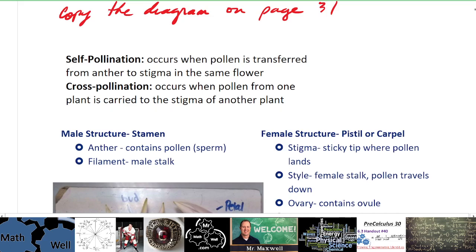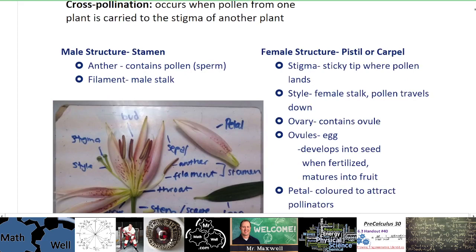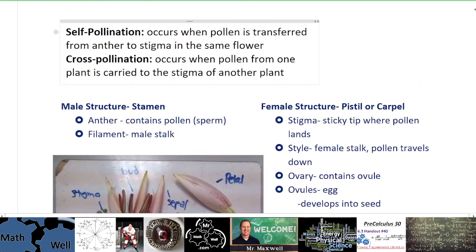But plants can self-pollinate, obviously, when the pollen is transferred from anther to stigma in the same flower. So obviously this can happen in the same flower. That's called self-pollination. More of the same will be produced. Cross-pollination occurs when pollen from one plant is carried to the stigma of another plant. Cross-pollination. So that's that little difference.